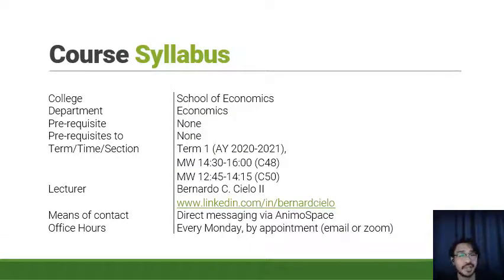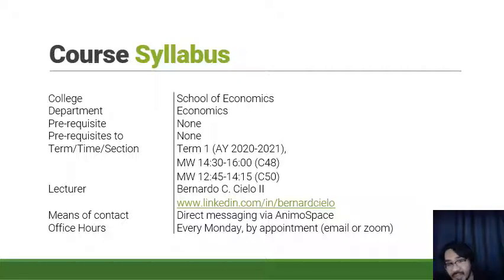Now, here are some basic facts about the course that we need to go through. So you're in your first term for academic year 2020 to 2021. I'm currently having 2 classes, C48 and C50. So that's both Mondays and Wednesdays from 12:45 to 2:15, and then from 2:30 to 4 p.m. My bio is provided in the slide, so you can go ahead and click it if you want to know more about me and the work that I've been doing.